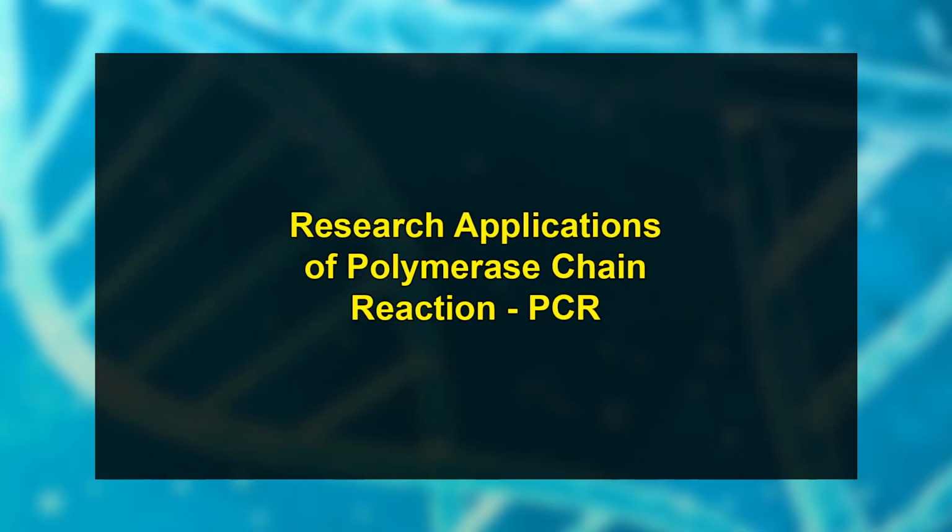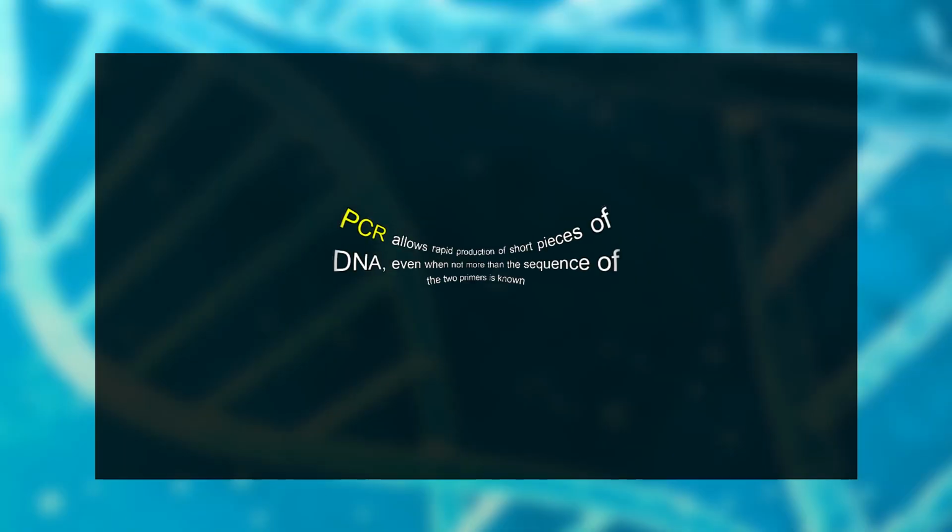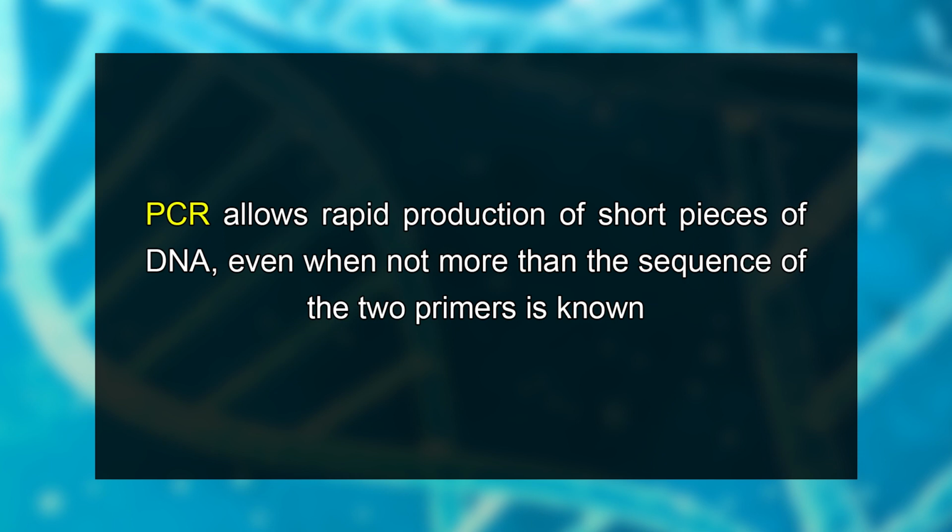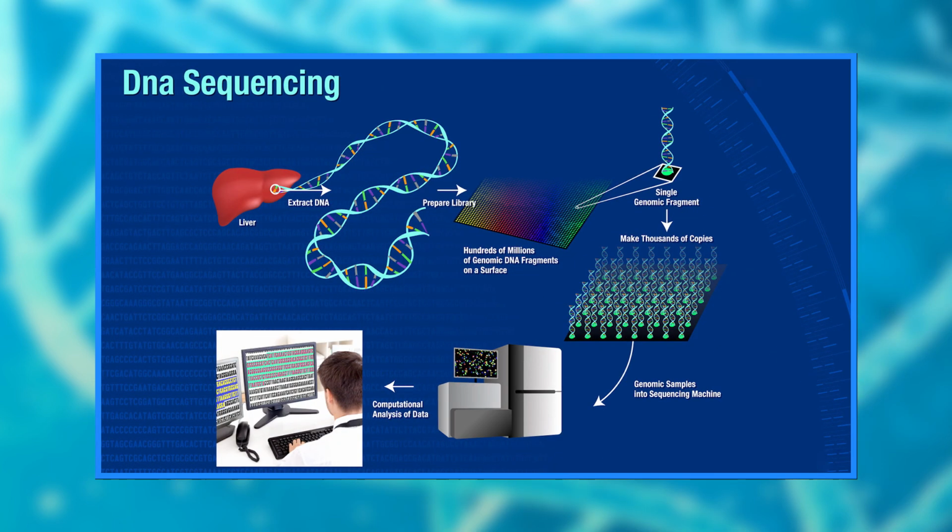Dear students, let's know about the research applications of PCR. PCR has been applied to many areas of research in molecular genetics. PCR allows rapid production of short pieces of DNA even when not more than the sequence of the 2 primers is known. The task of DNA sequencing can also be assisted by PCR. Known segments of DNA can easily be produced from a patient with a genetic disease mutation.